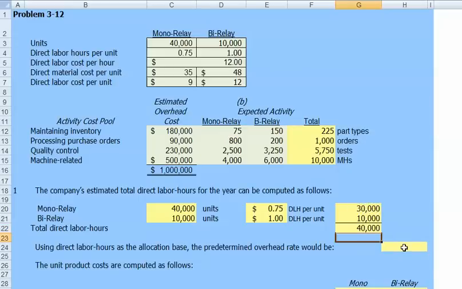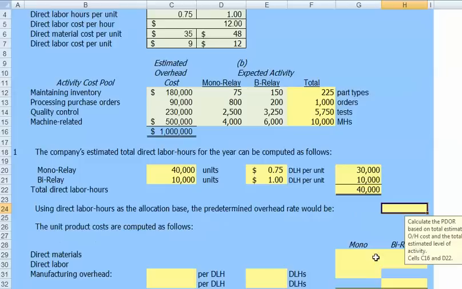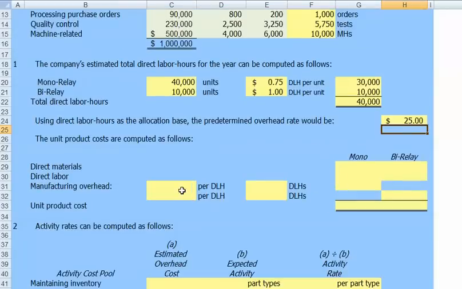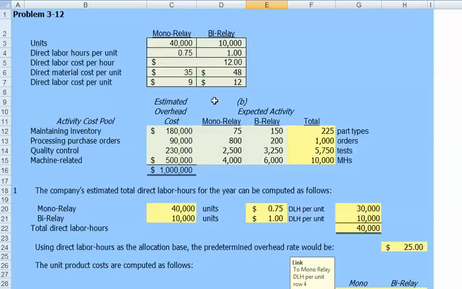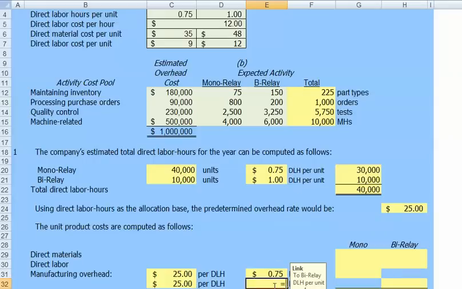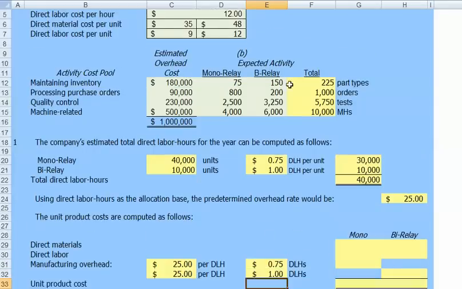40,000 direct labor hours. My predetermined overhead rate then is simply going to be my total estimated cost of 1 million divided by my estimated activity level, for $25. So then my manufacturing overhead rate, I'm going to link it to the predetermined overhead rate I just calculated. I need to pick up my direct labor hours per unit. For the mono, I plan to spend 0.75 hours. For the bi relay, I plan to spend 1 hour.